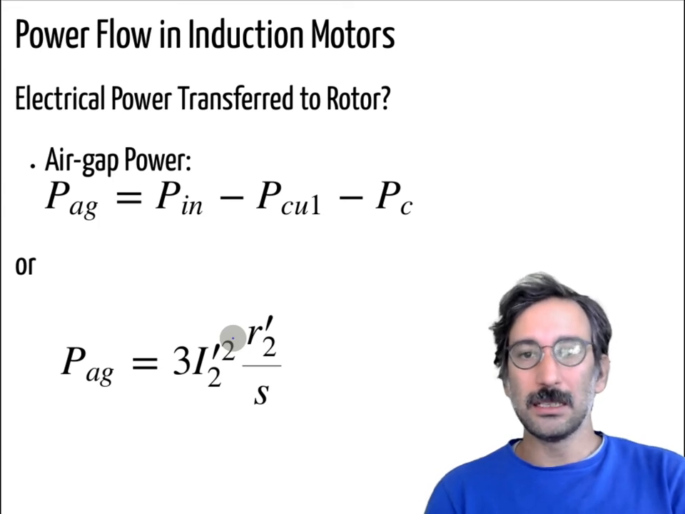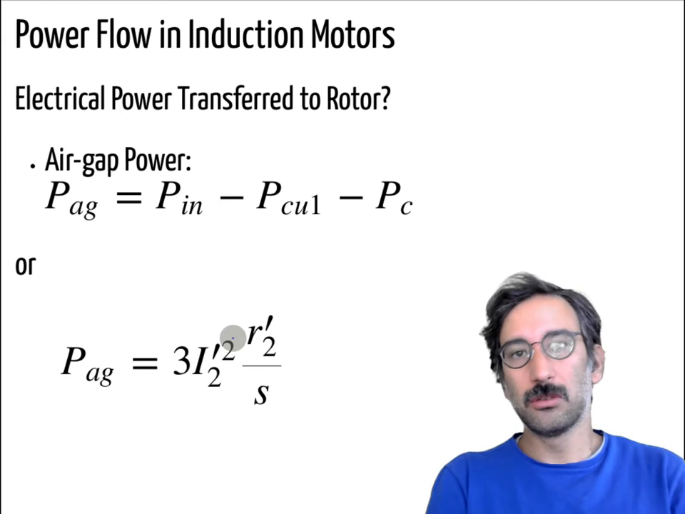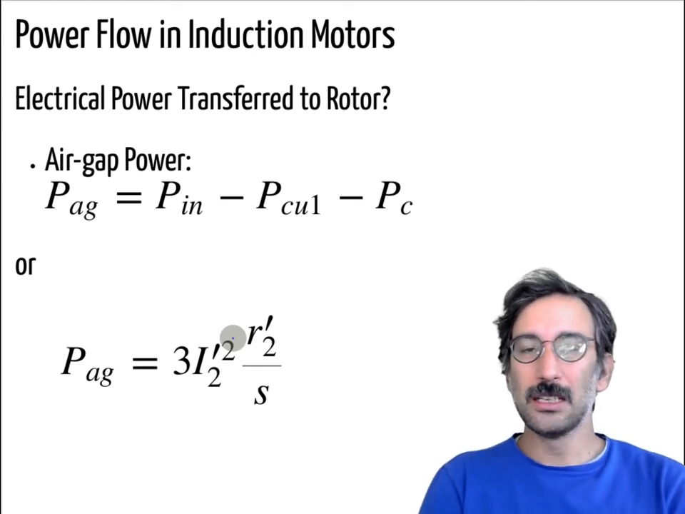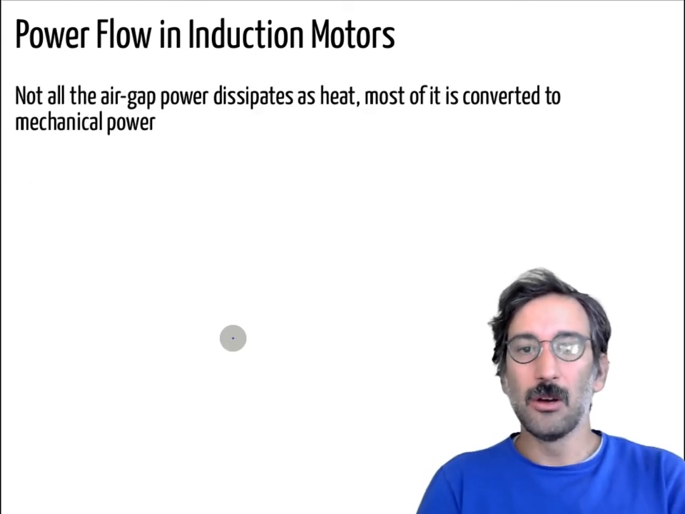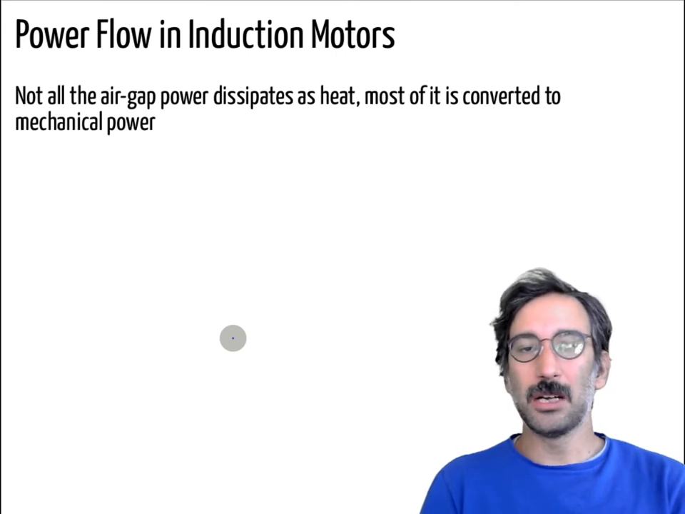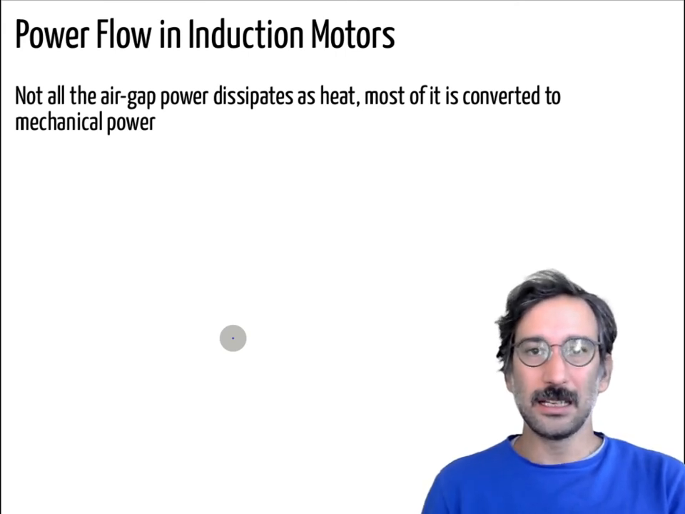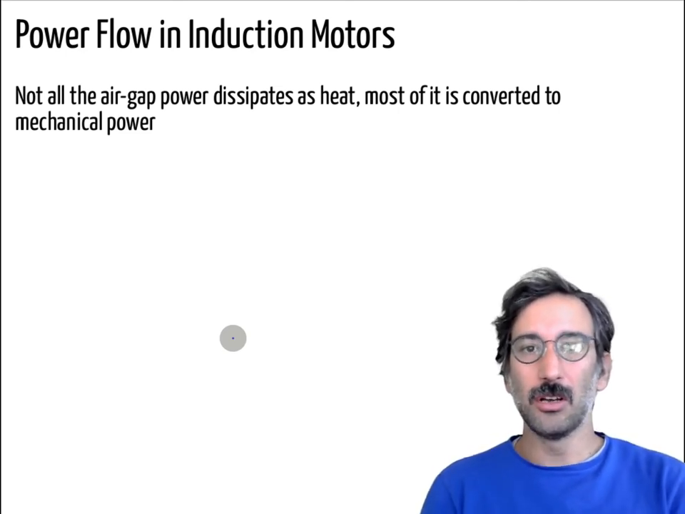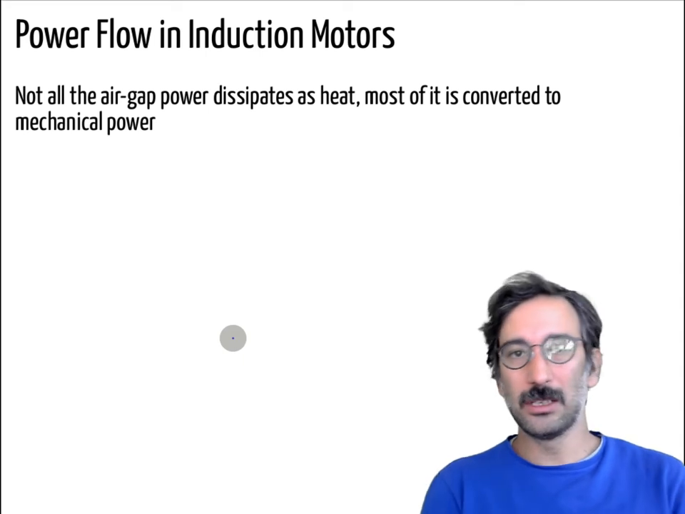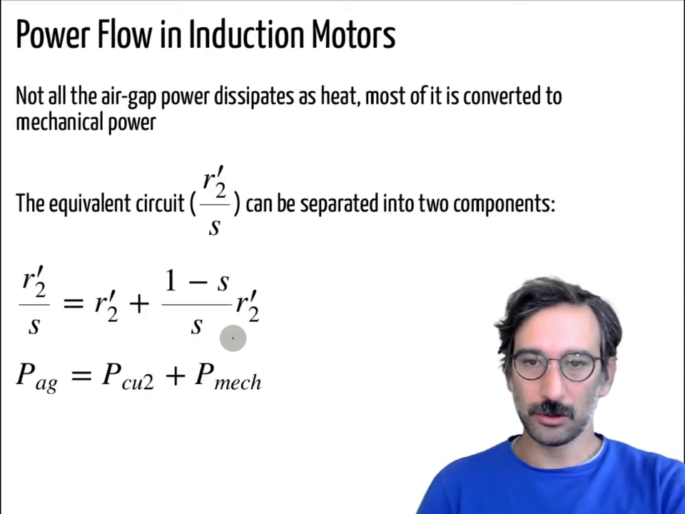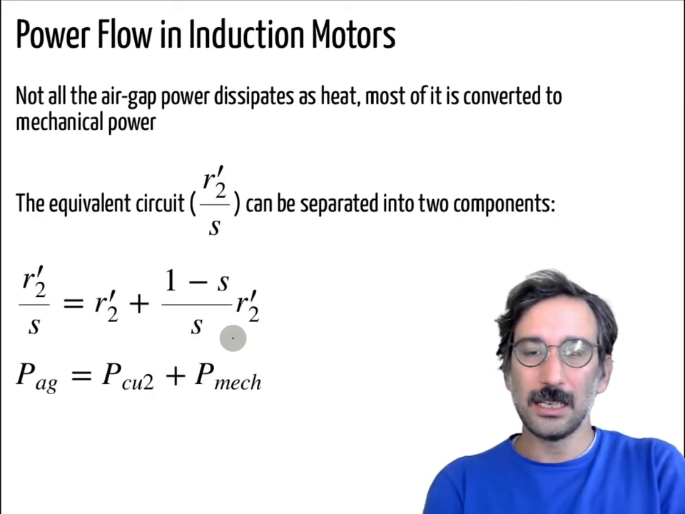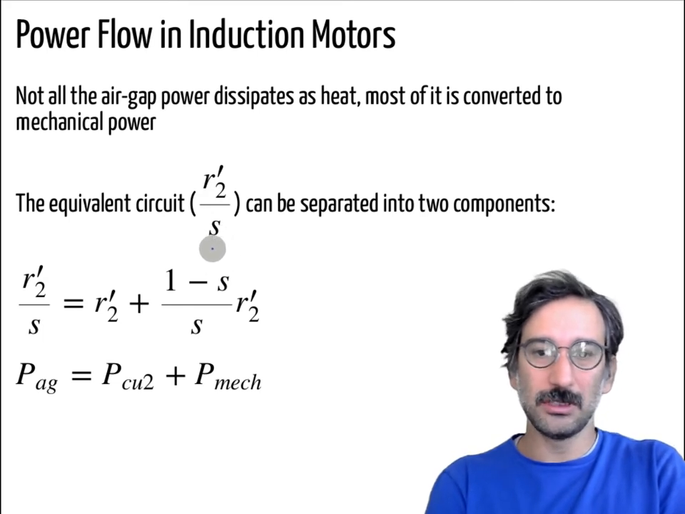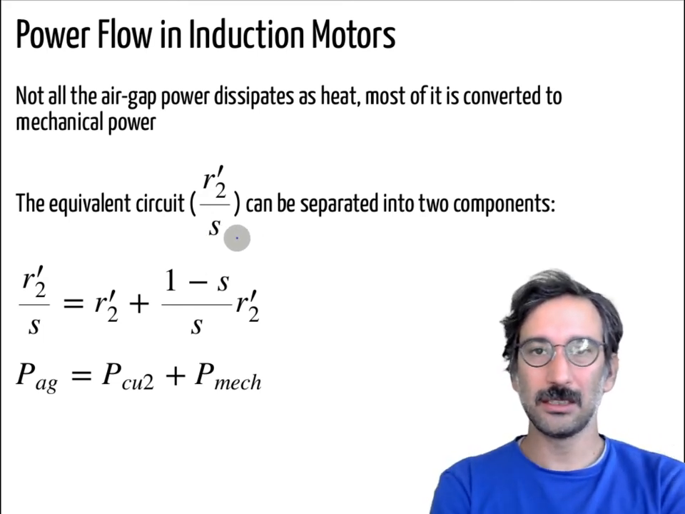But then this power shouldn't all be dissipated as heat, right? If it is all dissipated as heat, then what happens to the mechanical power? At the end of the day, this is an electrical motor, so we don't want to operate it as an electric heater, converting all the input power to heat in the rotor. So actually we can divide it, and there's also the derivation of those equations in your textbook.